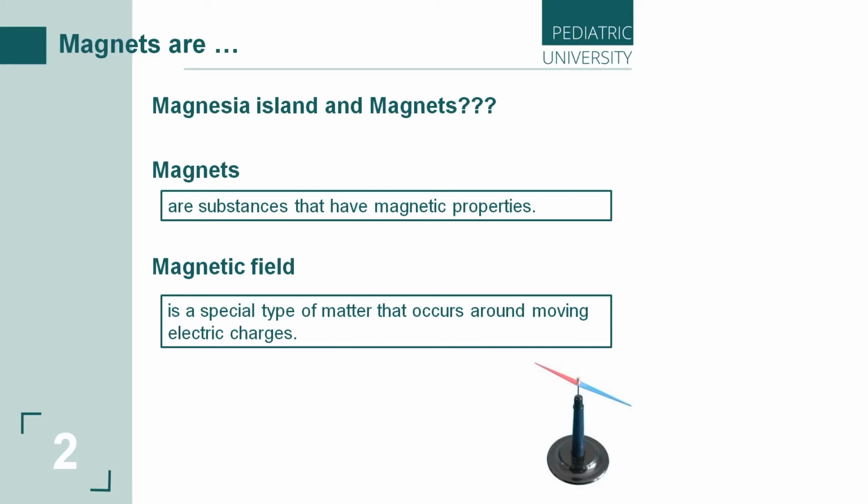What are magnets? Long ago, in ancient Greece, stones with strange properties were discovered on the island of Magnesia. They attract iron objects. These stones are named magnets in honor of the island of Magnesia. These magnetic properties are retained by magnets for quite a long time, which is why they are called permanent magnets.